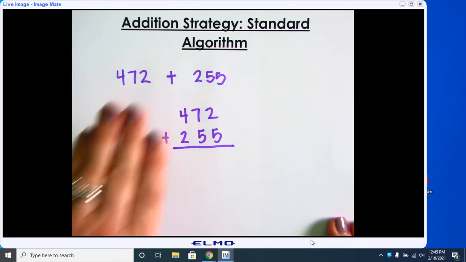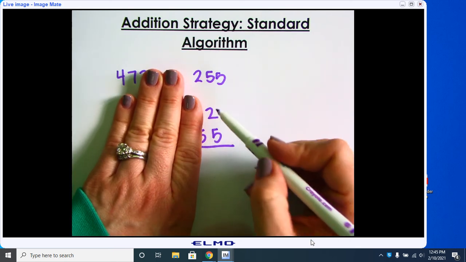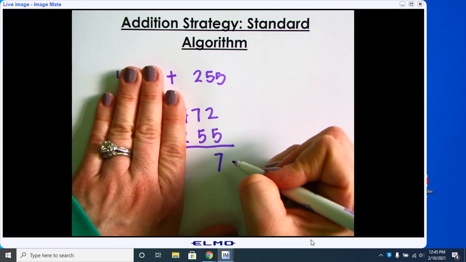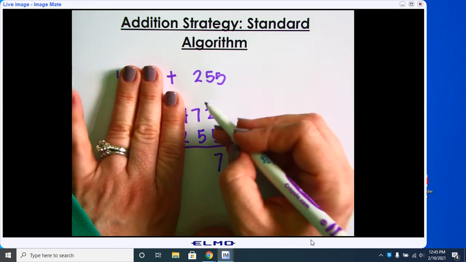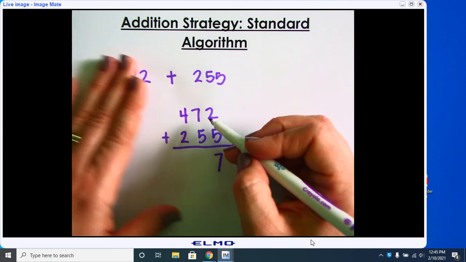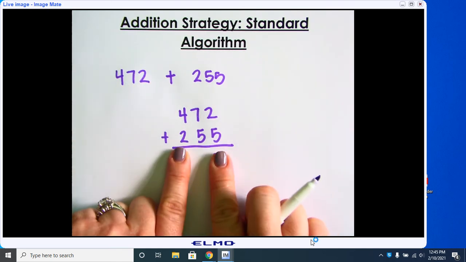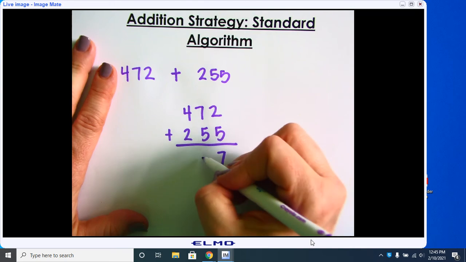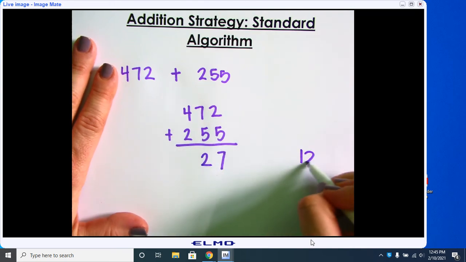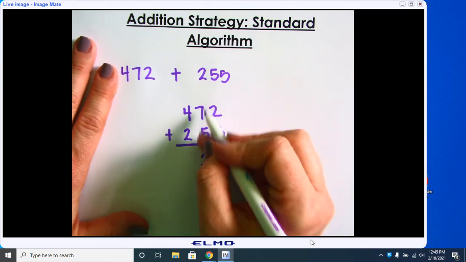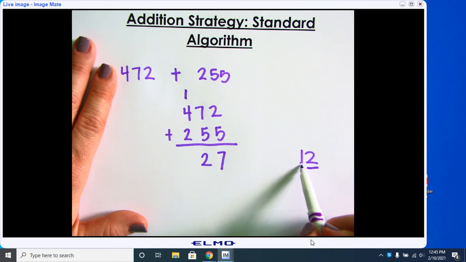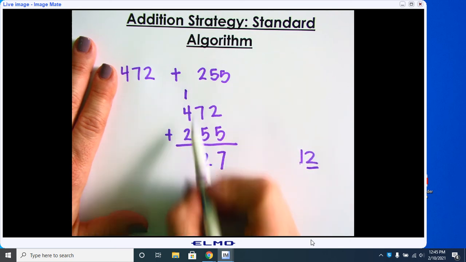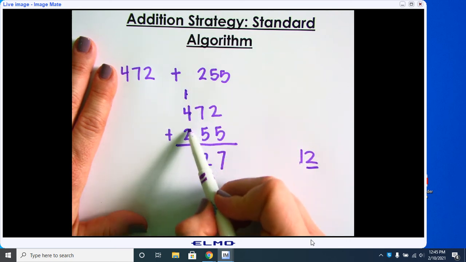Okay. You add the ones first. 5 plus 2 is 7. You add the tens next. 7 plus 5 is 12. You cannot put a 12 in one place value. So what you do is you leave the 2 in the tens place and you carry the 1, which is actually 100, up to the hundreds place. Okay, so 4, 5, 6, 7.